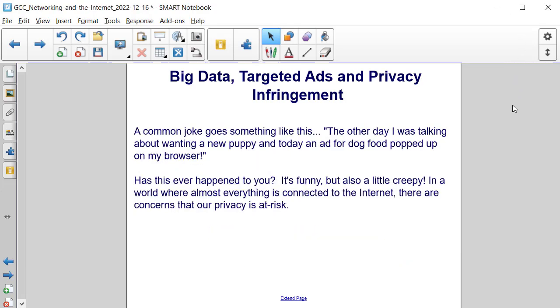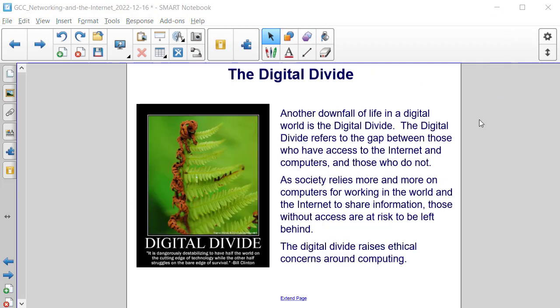A common joke goes something like this. The other day I was talking about wanting a new puppy, and today an ad for dog food popped up in my browser. Has this ever happened to you? It's funny, but it's also a little creepy. In a world where almost everything is connected to the internet, there are concerns that our privacy is at risk.